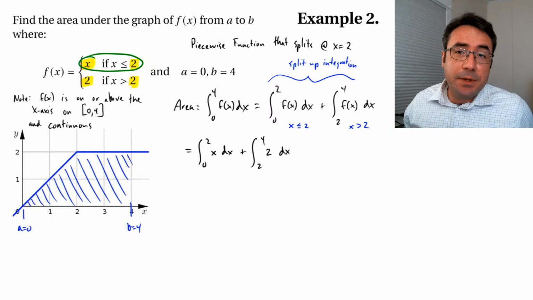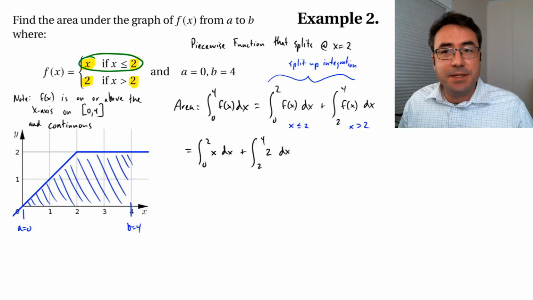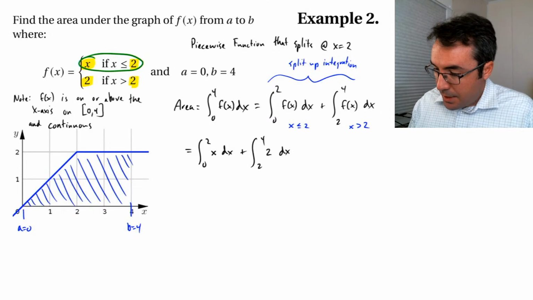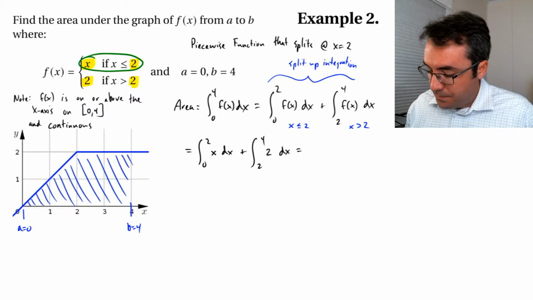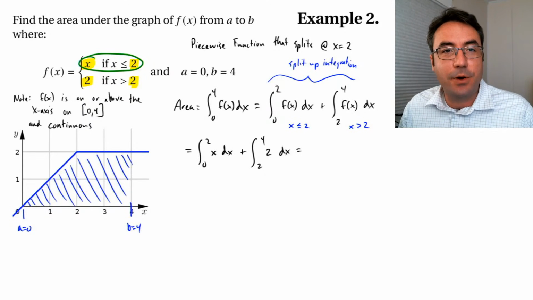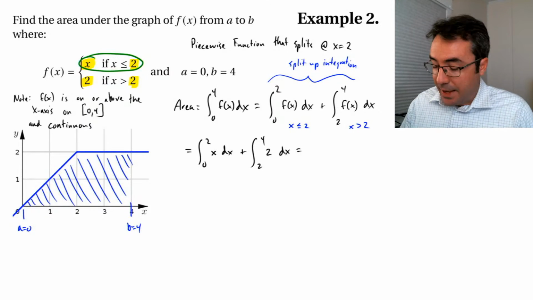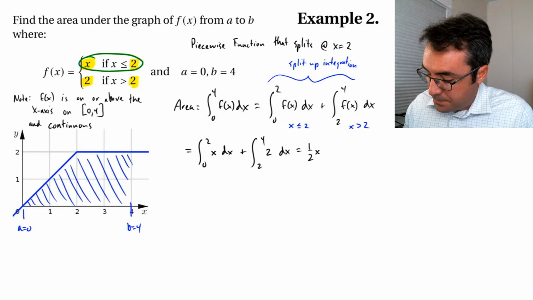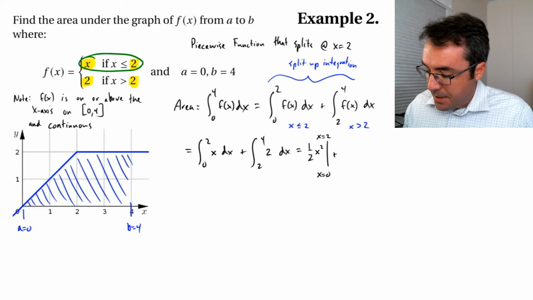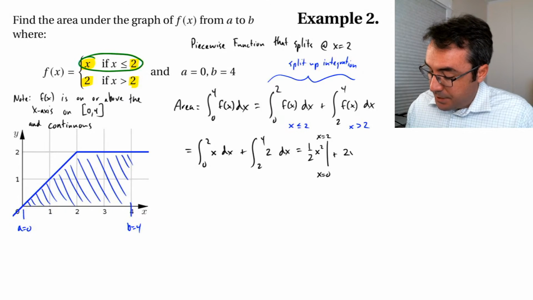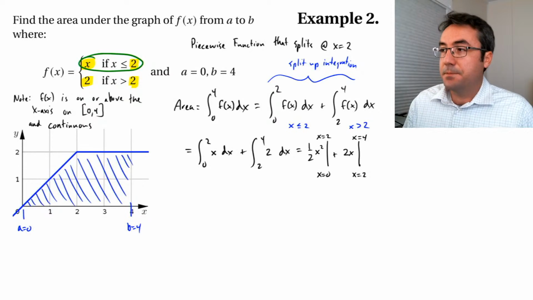So that's why we really had to split this integral up: because those different pieces give us different integrals that we have to calculate. All right, so from here it's just regular integration. So get the antiderivative and then evaluate. So what's the antiderivative of x? It's 1/2 x squared. And we'll evaluate that from x equals 0 to x equals 2. Then the other integral, the integral of a constant, in this case, would be 2x. And we evaluate that from 2 to 4.